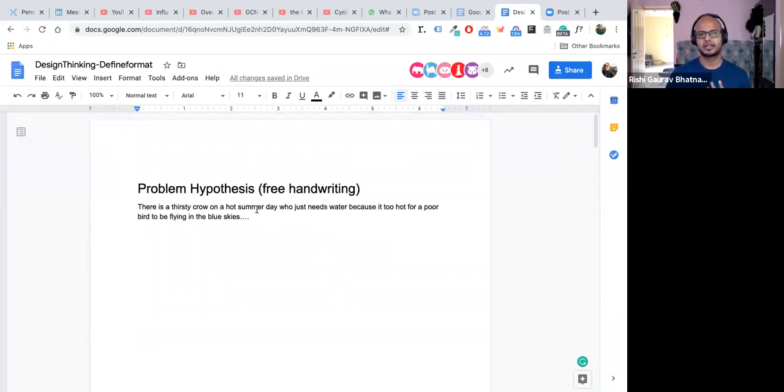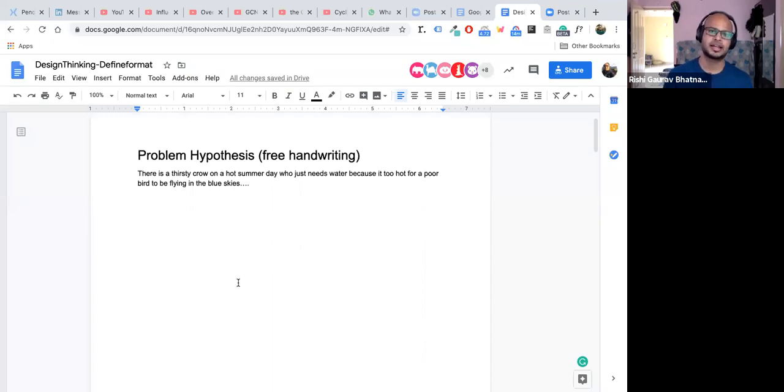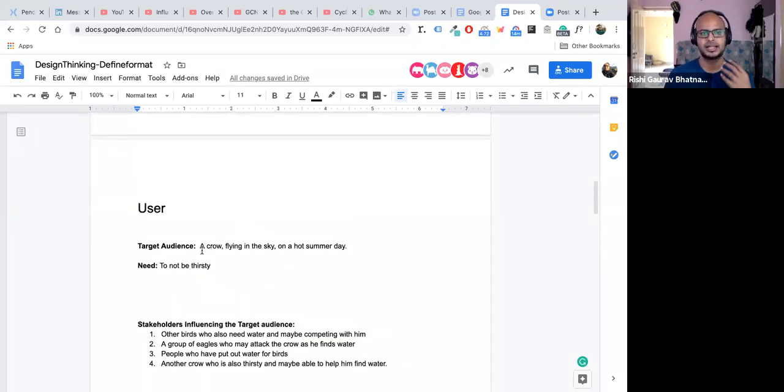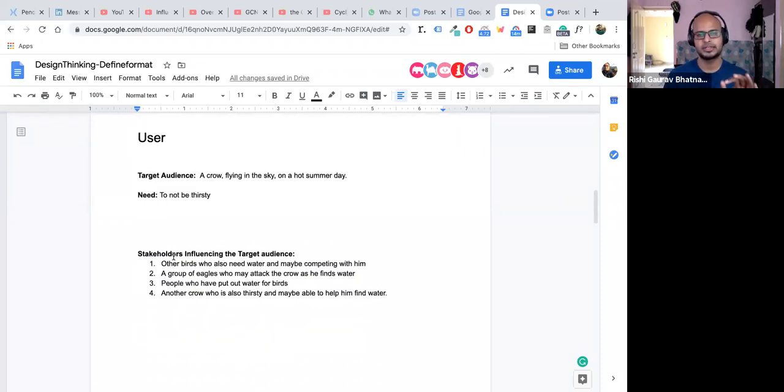This week, we are going to look at a problem hypothesis. And this could be a specific problem. This could be an area that you have been working on if you have a couple of ideas. But you think that all of them are going back to the same problem statement. Go back to the problem hypothesis. Do an entire write down of everything that you're thinking. Go into the user and continue to define the user, what their need is. Go deeper into the stakeholder influencing the target audience.